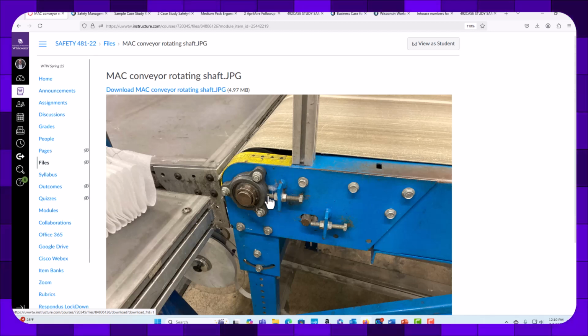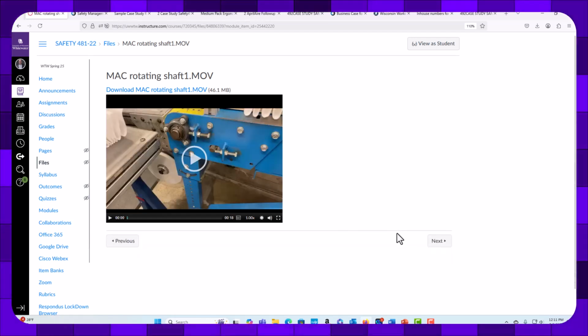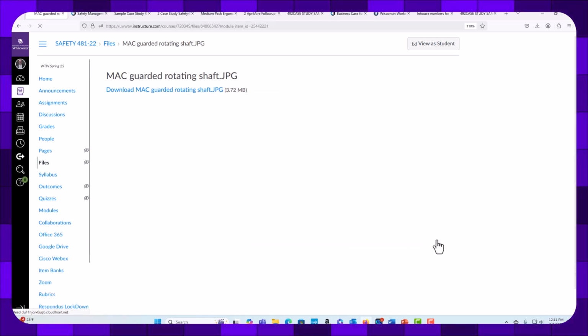So what do we have here? This is a rotating shaft. It's part of the conveyance system. Does this need to be guarded? You should watch the video in order to see what that shows. I'm not going to show that. I'll let you watch it.